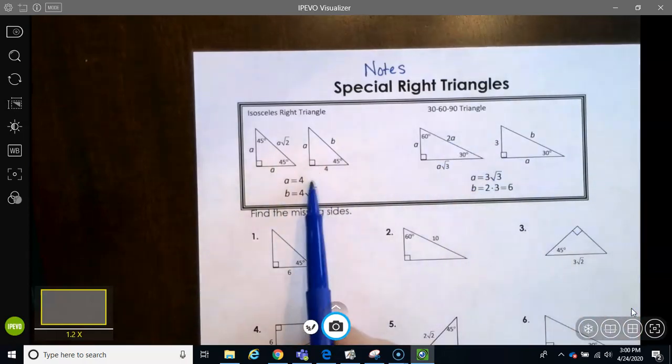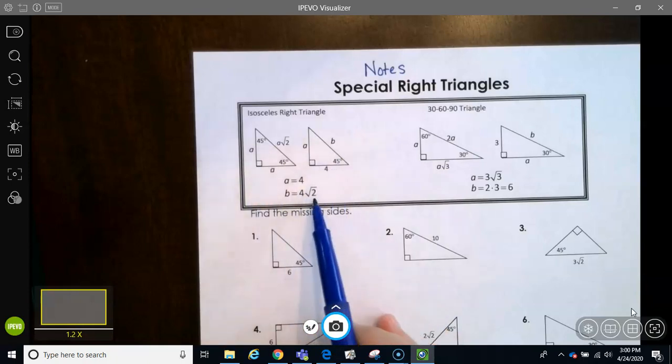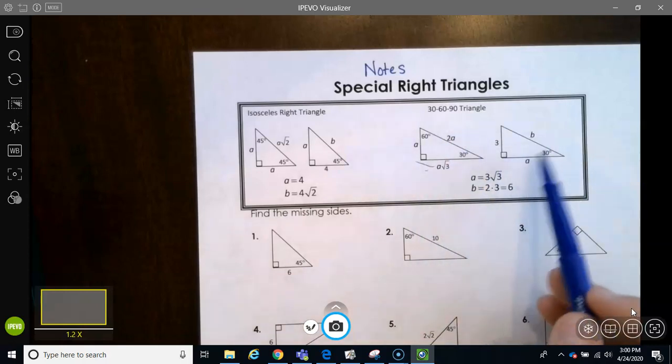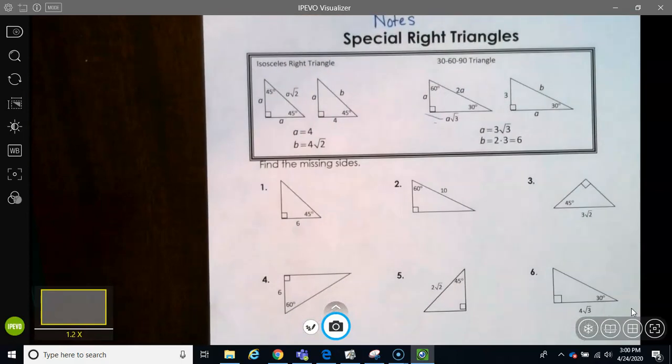And then each one of these is just, so here's the representations, and then here's an example that they gave you and showed you how to solve. Here's the representation for a 30, 60, 90, and then here's the example they gave you. All right, so what we're going to do is we're not going to do all 12 of these examples. We'll just do a handful of them, okay?